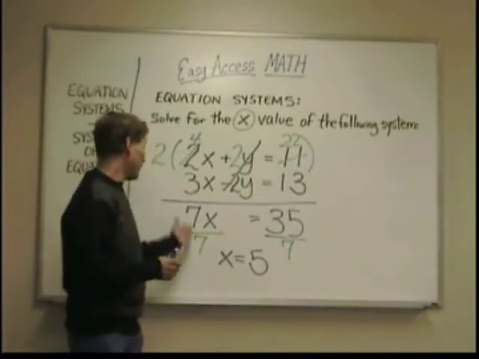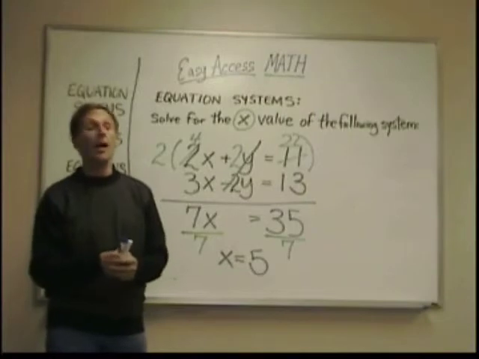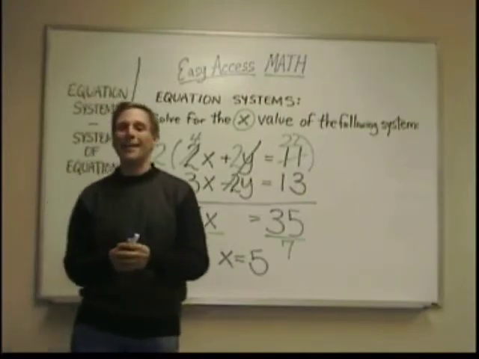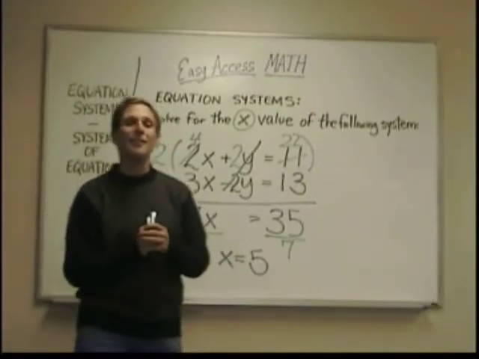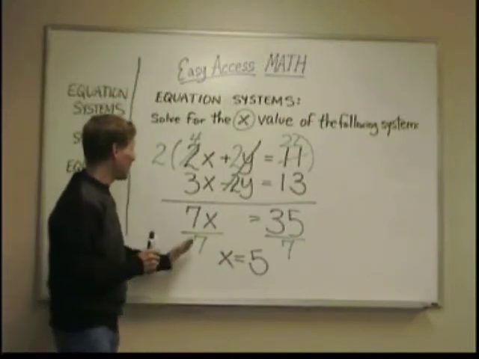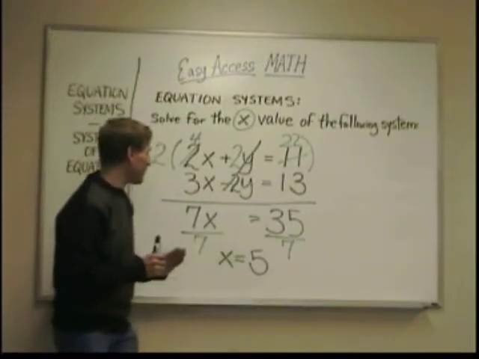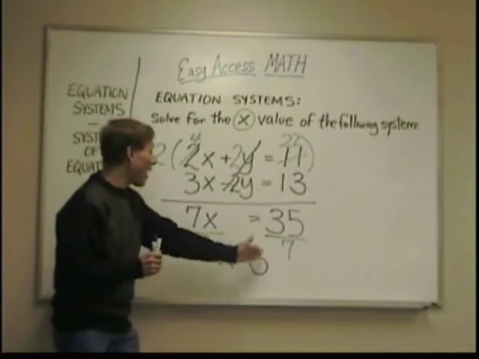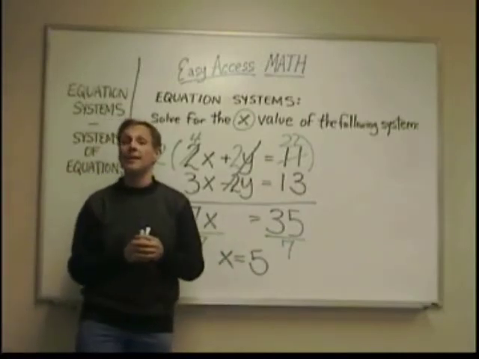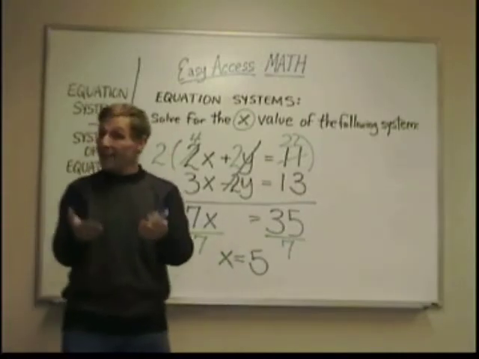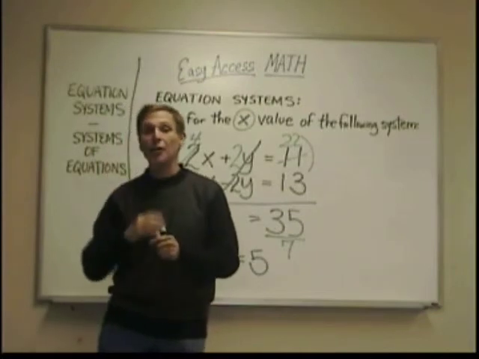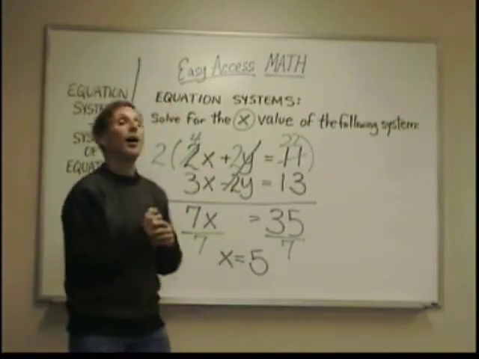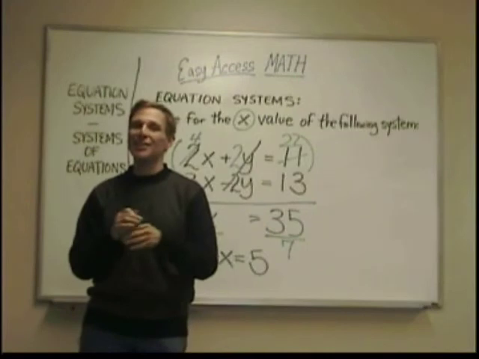You're just dividing by the number here. If it was negative, you would divide by negative. In this case, it's positive, just regular 7. So I divide both sides by 7, and I get x equals 5. 35 divided by 7 is 5. And that's the solution for the x value of this system of equations, this equation system.